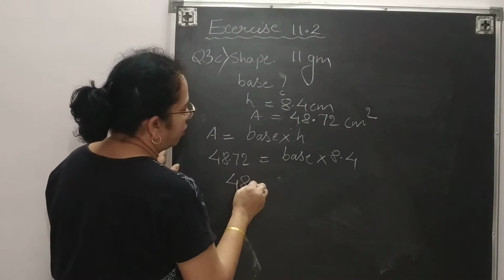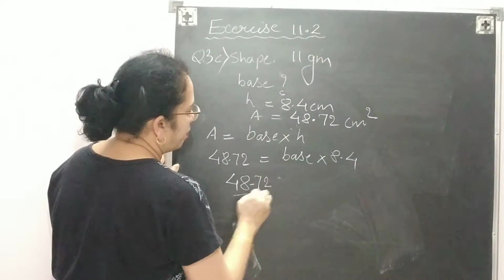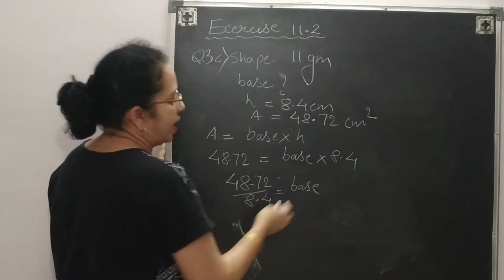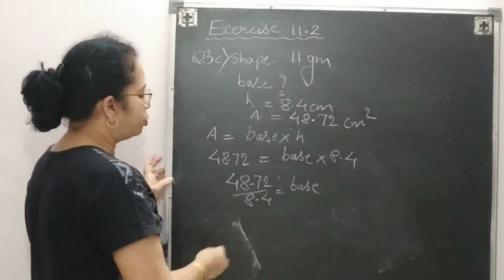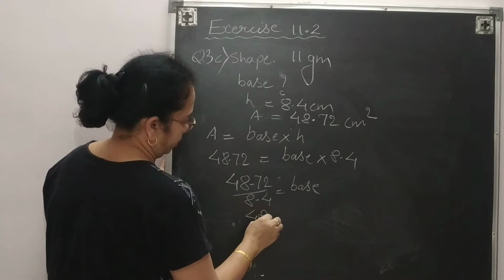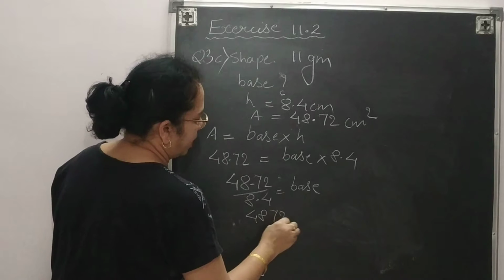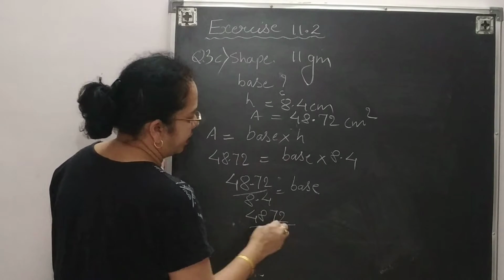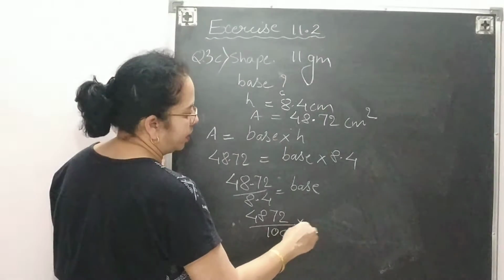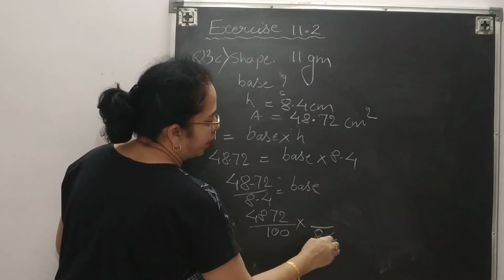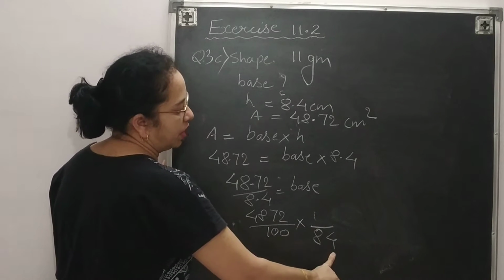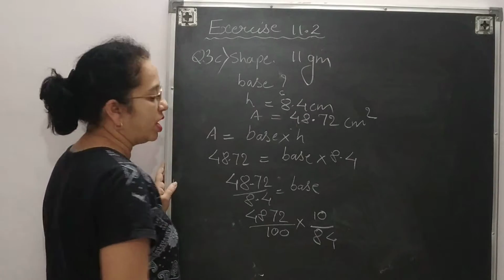Now this 8.4 is in multiplication, so on the left hand side this will come in division. So 48.72 upon 8.4 is equal to base. Again, way of solving is different person to person. Here I am converting this into fraction. So 4872 upon 100. After decimal, 2 digits are there, so I have put 2 zeros in the denominator. Now here your 8.4. So for this decimal we will write down 1, and after decimal 1 digit is there, so I will write only 1 zero.